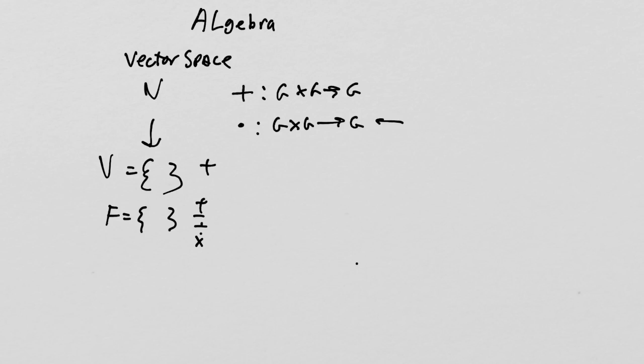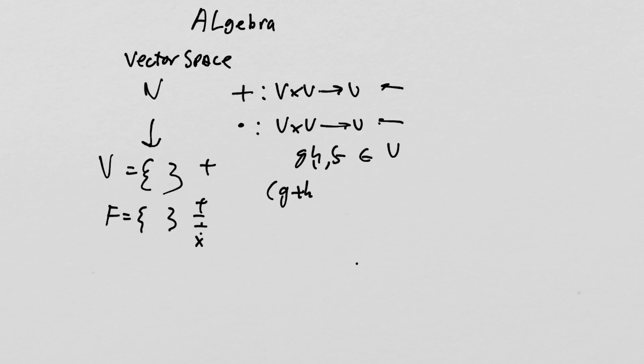This multiplication property has to be right and left distributive relative to this addition property. So if G, H, and K are elements of... whoops. I'm still doing this, right? These should all be V's, because I'm going to V cross V into V. So I now want G, H, F, all elements of V. So I want G plus H dot F to equal G dot F plus H dot F, right?